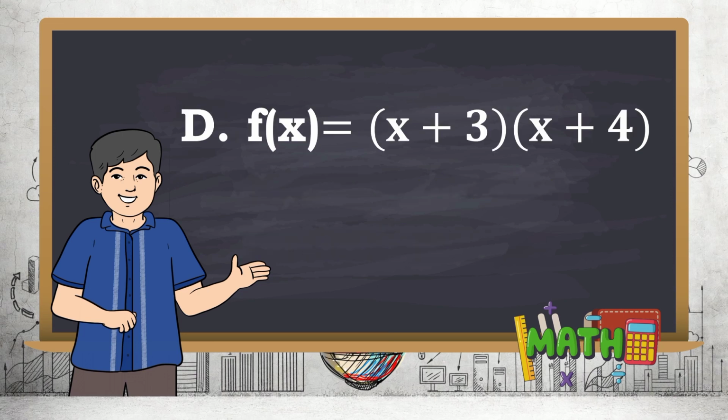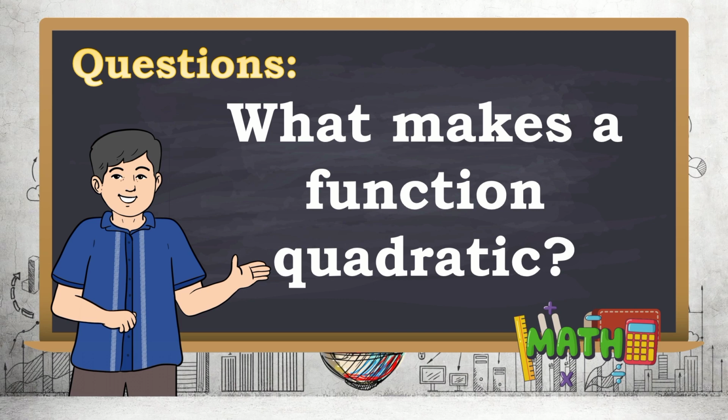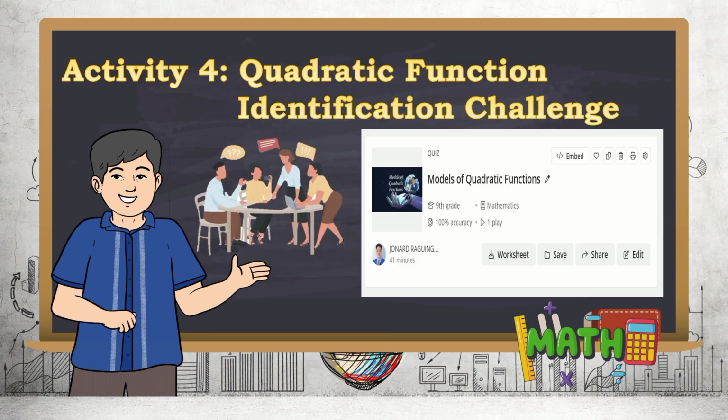Letter D, f of x is equal to the quantity of x plus 3 times the quantity of x plus 4. You are correct. If you are going to simplify that, it will give you degree 2. So that is a quadratic function. What makes a function quadratic? Your activity 4, quadratic function, identification challenge. Please visit the quizzes and take this activity.